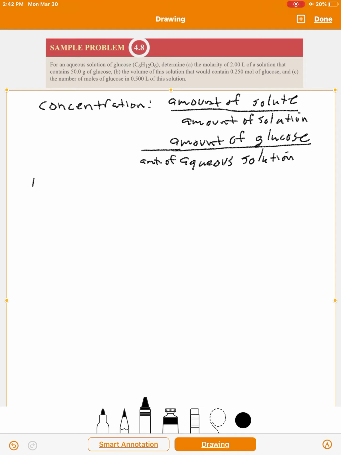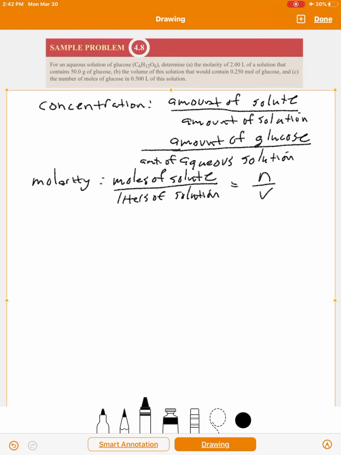Specifically, we're going to talk about a type of concentration called molarity. And molarity is moles of solute divided by the volume in liters, liters of solution. Sometimes written as n for moles, V for volume, or n for moles, L for liters. It's done in different ways depending on which textbook you're looking at. So I'm going to write molarity with a capital M, and I'll use V for volume, so n over V. It looks a lot like density. Density is mass over volume. Molarity is moles over volume.